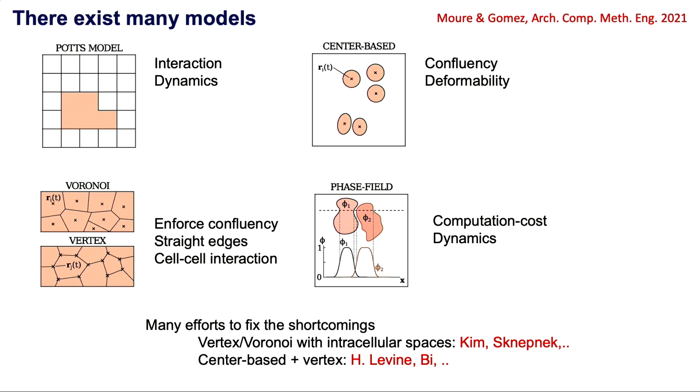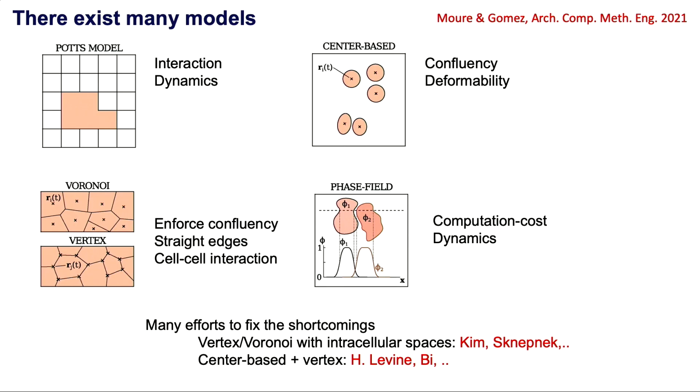On the other side, you have models like the Voronoi and the vertex model. We heard about it yesterday. Well, these are not models for cells. These are models for tessellation, meaning that you only have a cell because you have a neighbor. Okay, so you cannot model an isolated cell. If you want to do that, you have to develop a very complicated model.